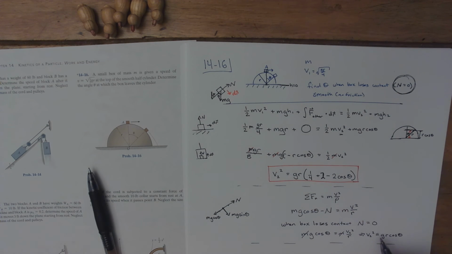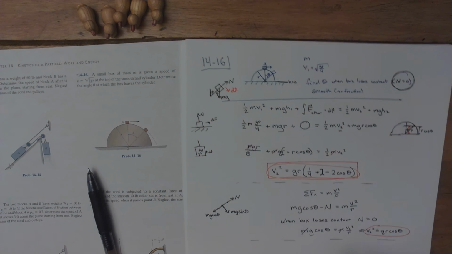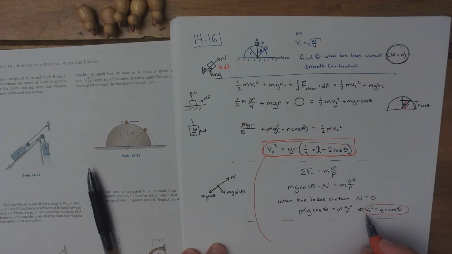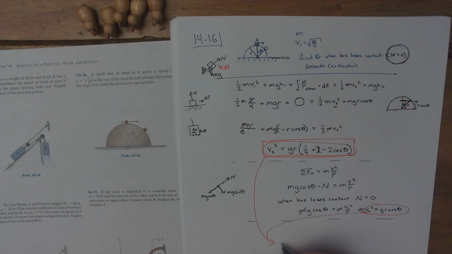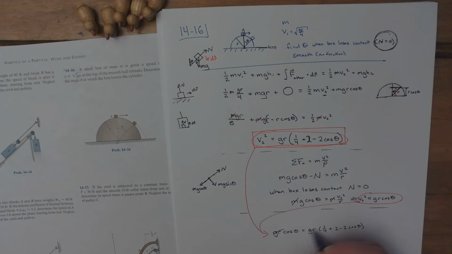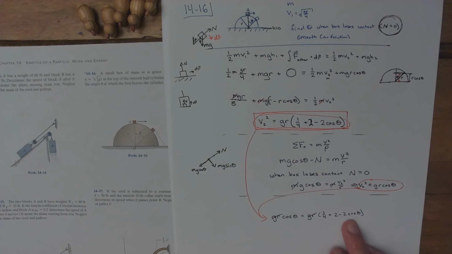Now I can take this equation here. Maybe I shouldn't have boxed it because it's not a final answer. We'll circle it instead. Okay, so take this equation here and this equation here and put them together, and we get g times r times cosine theta is equal to g times r times (1/4 plus 2 minus 2 cosine theta). Look how nice this is. That cancels out. I can bring this minus 2 cosine theta over to the other side.